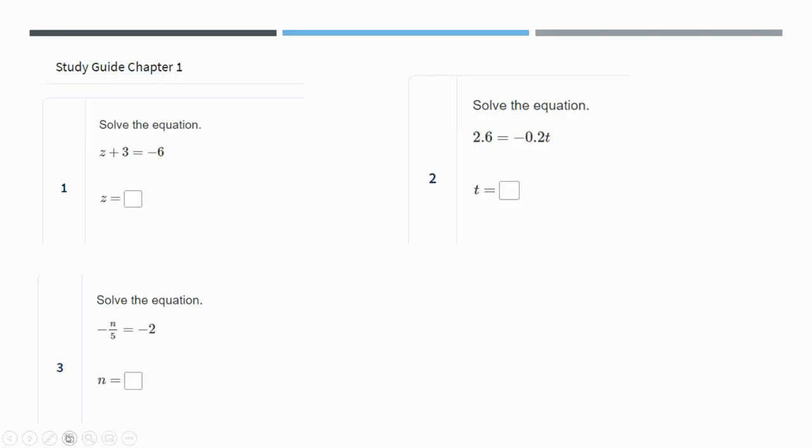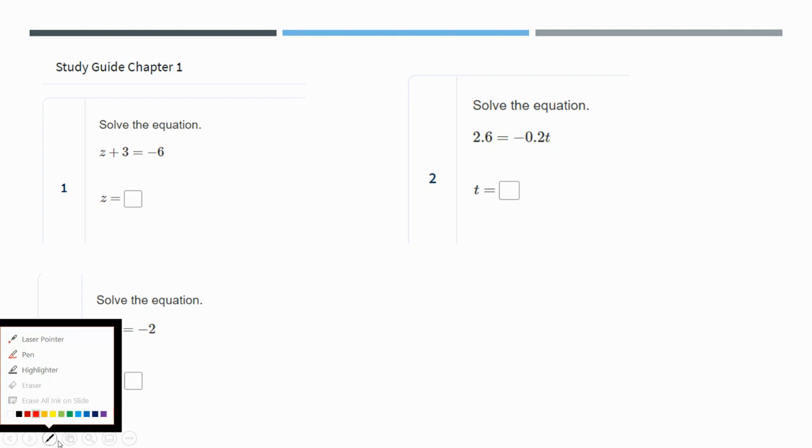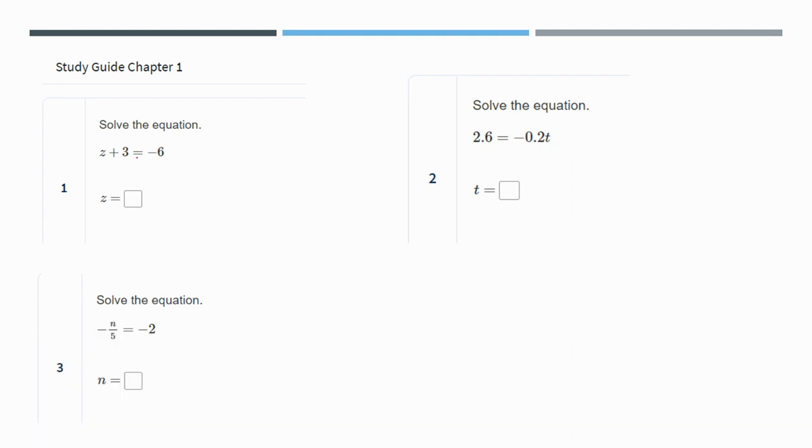So our first 3 problems on the study guide are all one-step equations. To solve, remember, we always do the opposite. Problem 1, subtract 3 from both sides, and we would get z is equal to negative 9. All right, and how did we do that? We subtracted from each side. Remember, some questions may ask you, how did you solve it? We subtracted because that was the opposite of addition.